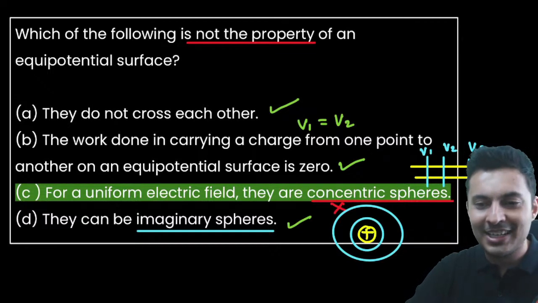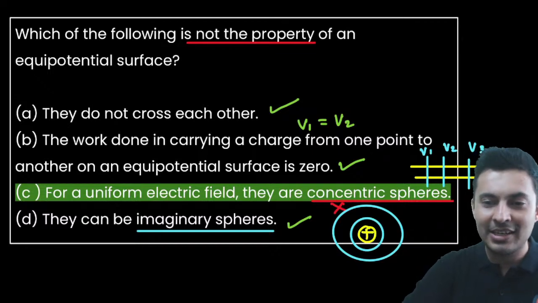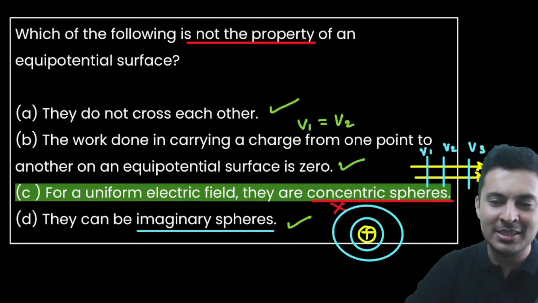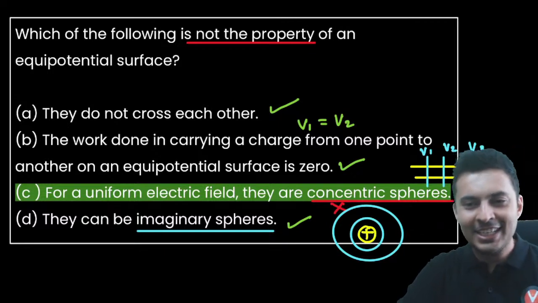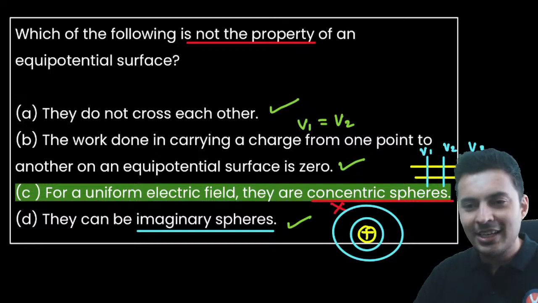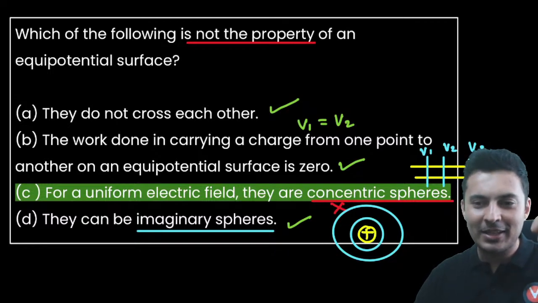Replica means duplicate. Replica means similar. Okay, got it, Sachin? Fine. Let's move on to the next one. Everybody understood till here? Give me a thumbs up.